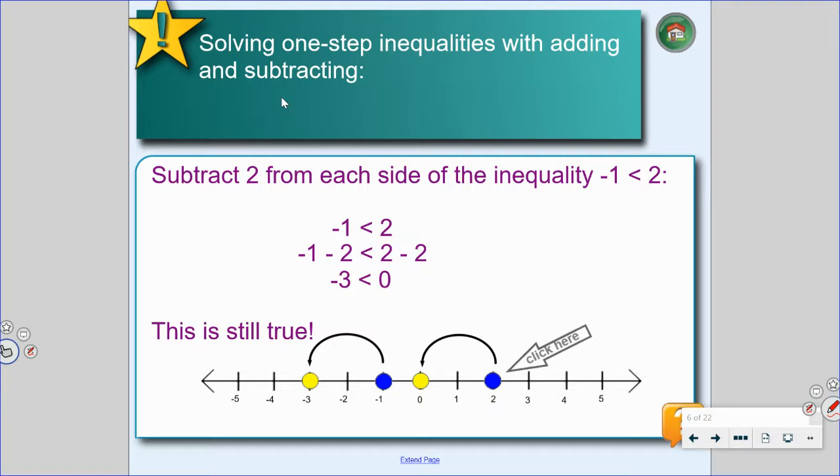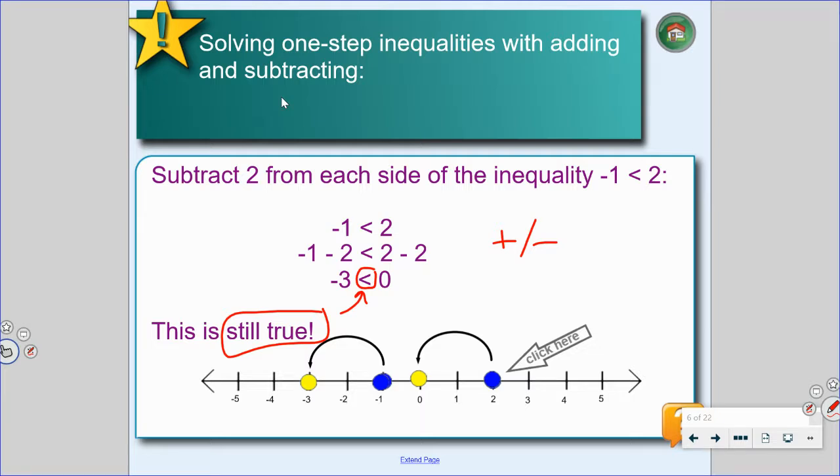All right, now, I want you to think about this. I want you to subtract 2 from each side of the inequality. -1 is less than 2. So think about -1, go down 2, subtract 2, you end up at -3. What about 2? 2 subtract 2, you end up at 0. And guess what? It's still a true statement. So when we add or subtract, the inequality sign does not change. Little foreshadowing there. Think about that later.